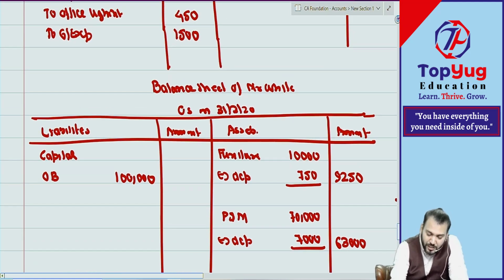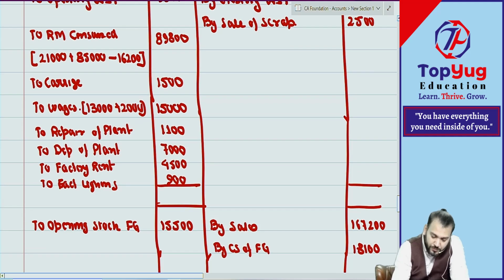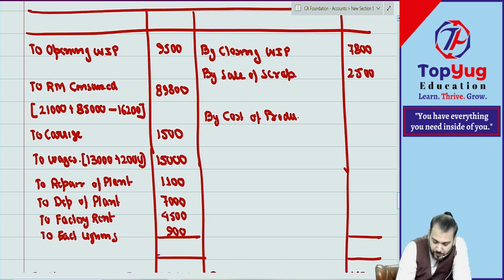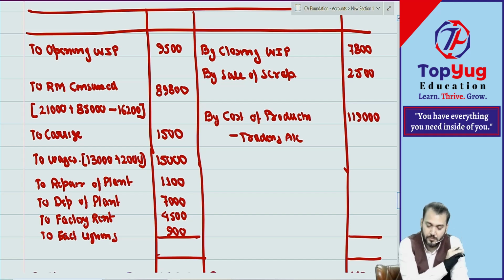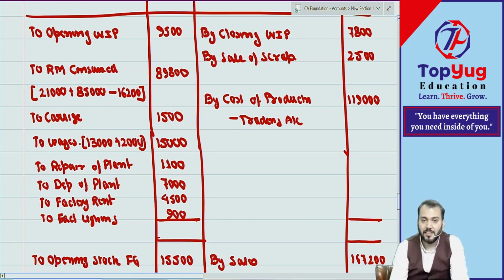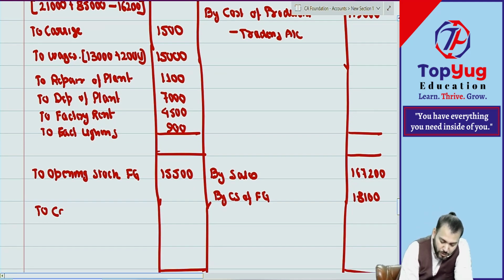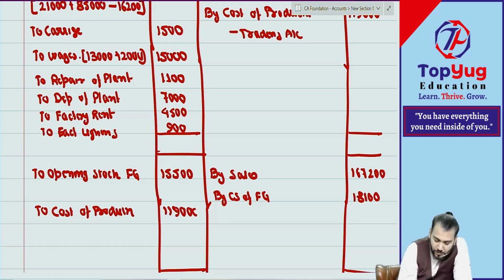First, can you close manufacturing account? And can you give me cost of production? So write down by cost of production. Transfer to which account? Transfer to trading account. How much? 1,19,000 exactly. This will go where? To cost of production, 1,19,000.